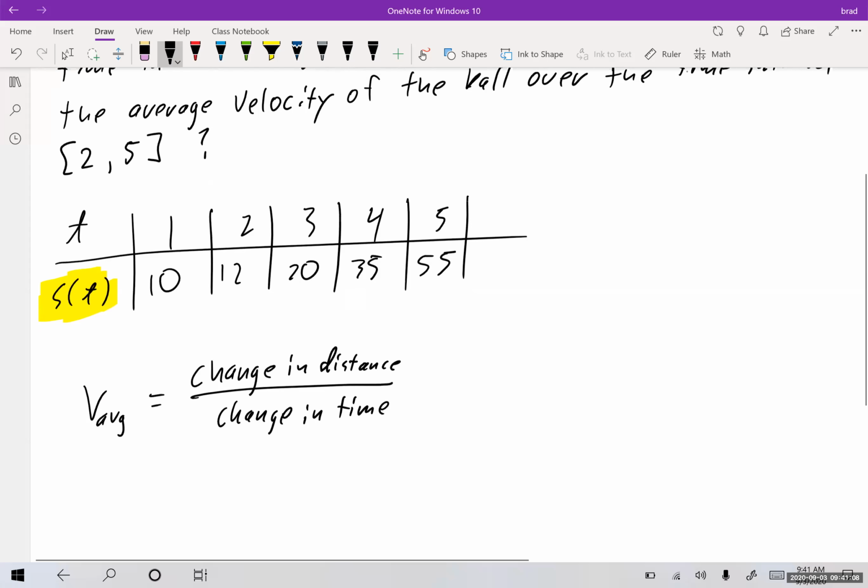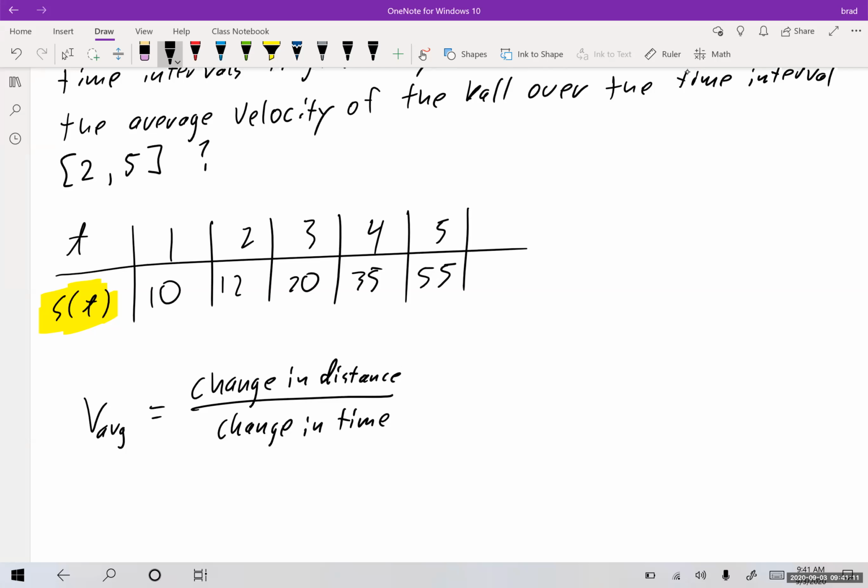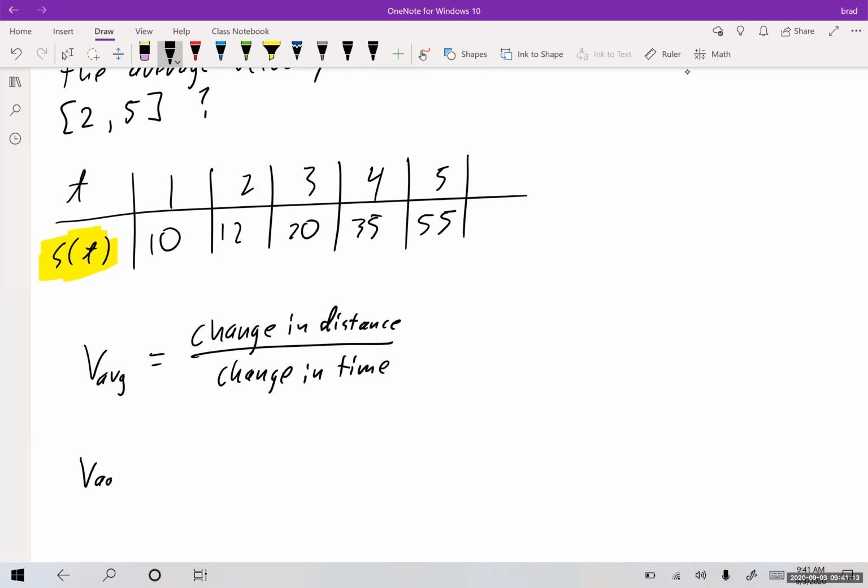So all we're going to do is we're going to just say that v average, and again, just get comfortable using subscripts a lot. It's a very important little notation tool in calculus. It allows people to talk about variables, and the subscript tells you what you're saying about the variable. So in this case, we're talking about the average velocity. So v average is, well, to find the change in distance, won't I just do s of 5 minus s of 2 divided by 5 minus 2, right?